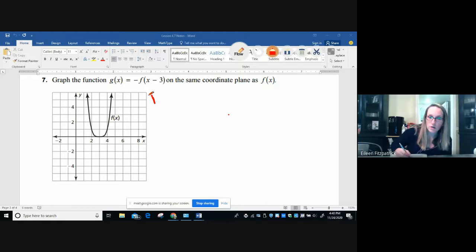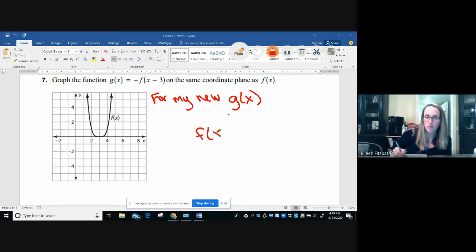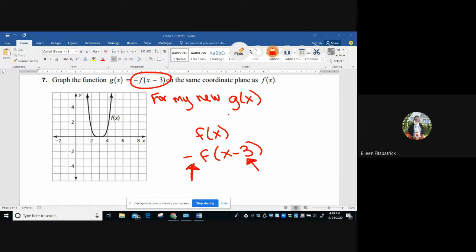So again, for my new g of x function, I want to take the f of x function, but I want to perform these transformations, which it says negative f of (x minus 3). So what does the minus 3 inside the parentheses do to the function? What does the negative outside do? Well, the minus 3 inside means I'm going to translate 3 units, which way, right or left? Right. And the negative means I'm going to reflect over the x-axis.